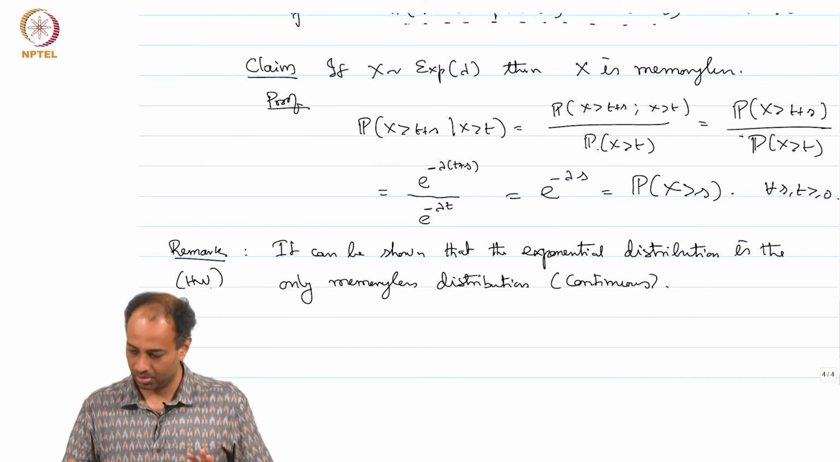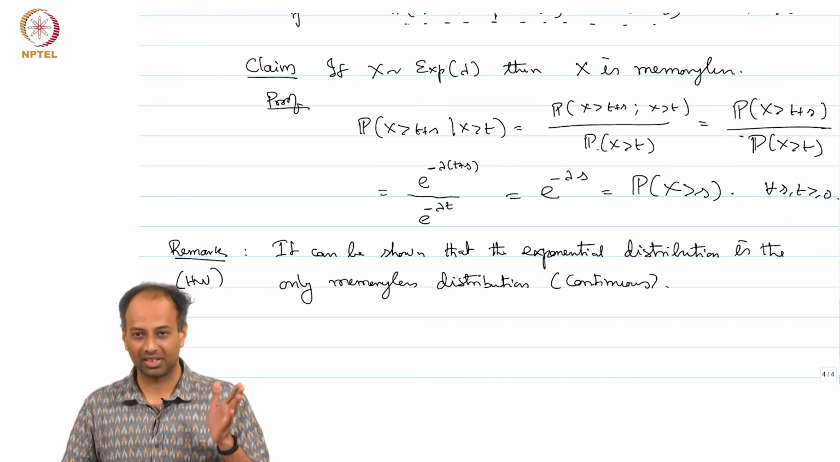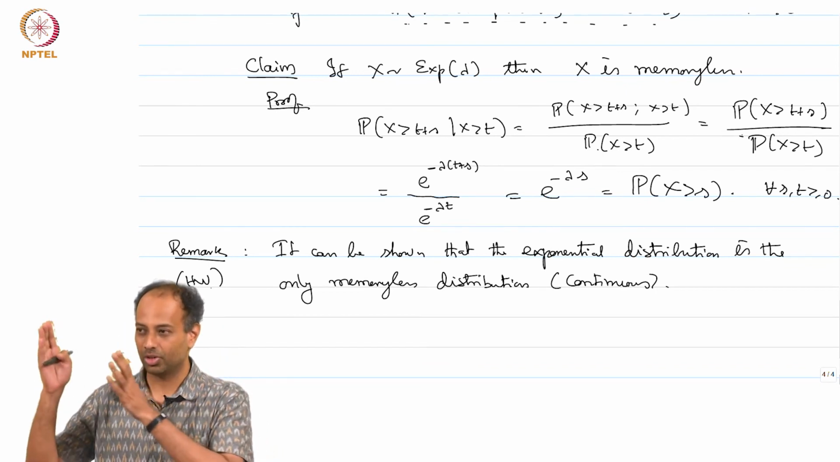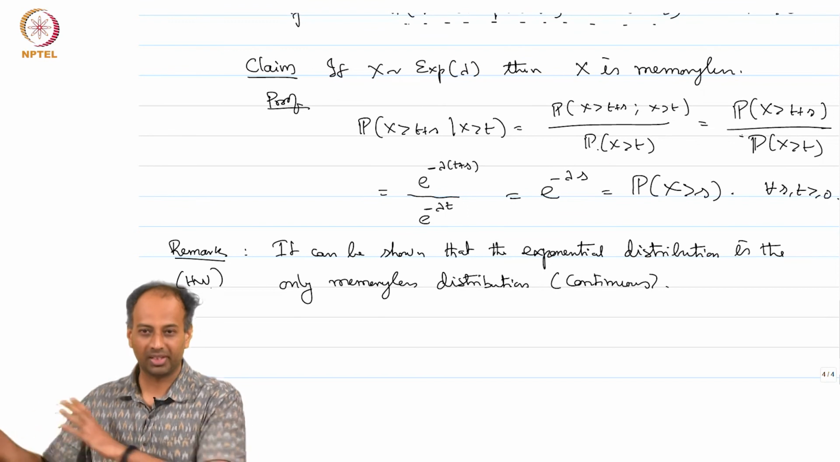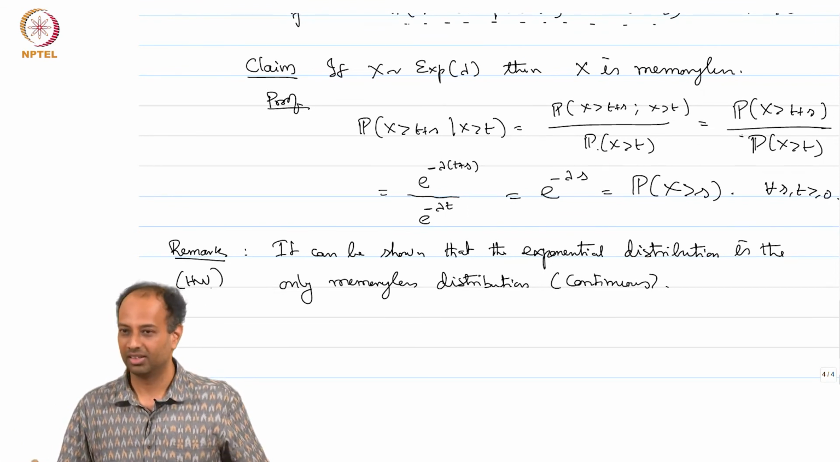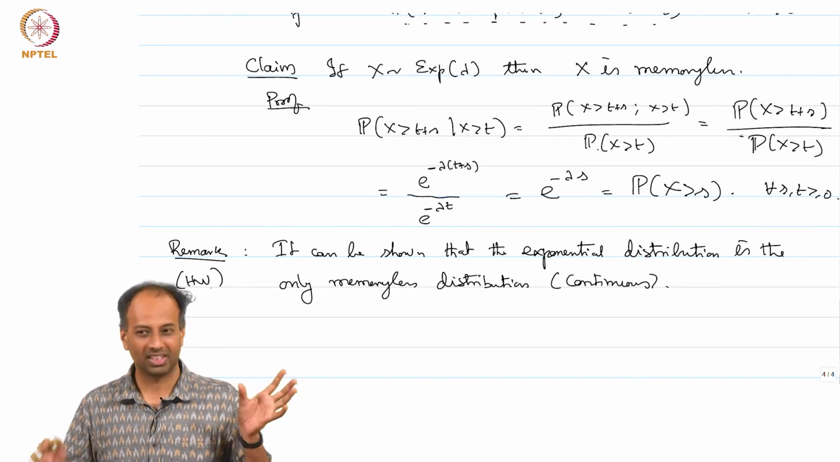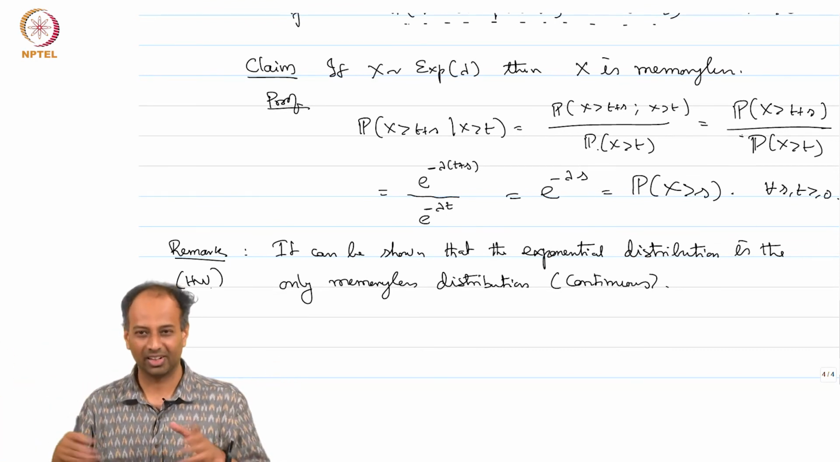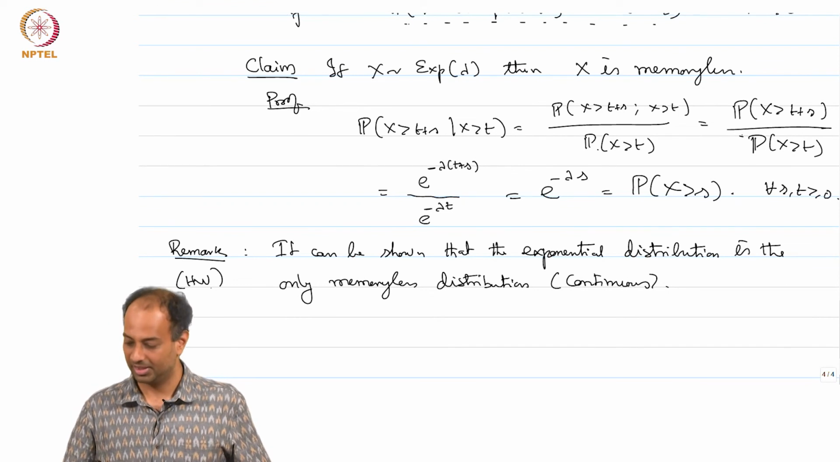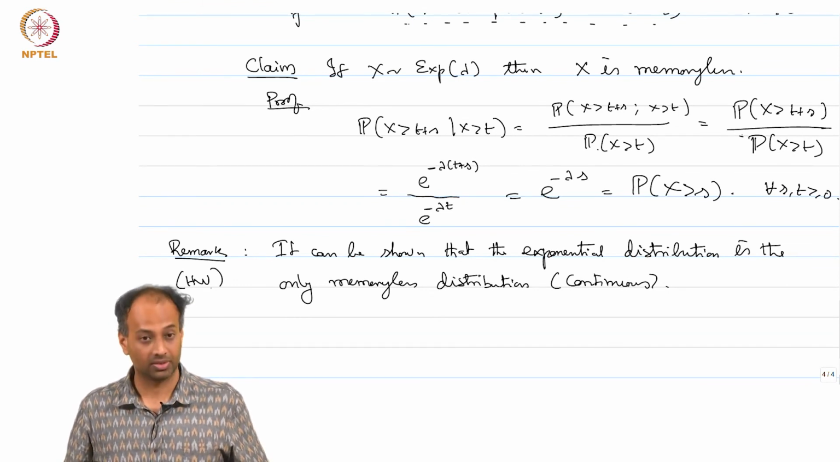You start with this equation that relates the CCDF, the complementary CDF at t plus s, is equal to the complementary CDF at t times the complementary CDF at s. You take logarithm, then the logarithm of the CCDF will be linear and you can get an exponential. Try doing this yourself, all right.